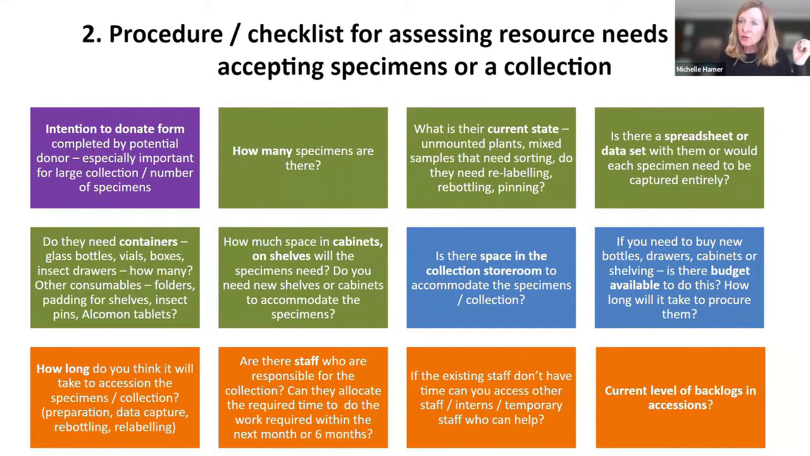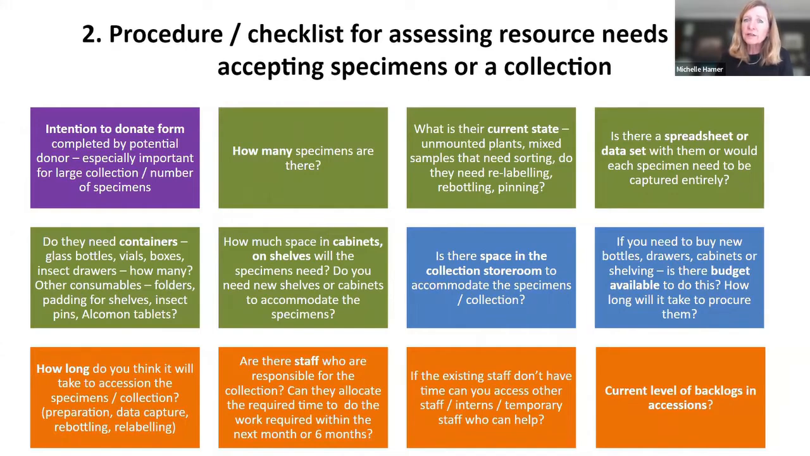And you might even need to go and look at a collection. If it's a big collection, you might need to go and look at it before you make a decision about whether you'll take it. You need to know how many specimens there are. You need to understand what their current state is. Are they unmounted plants? Are they mixed samples? Do they need relabeling, rebottling, pinning? So all of that information: is there a spreadsheet or a data set with them, or do you need to start capturing data from scratch?